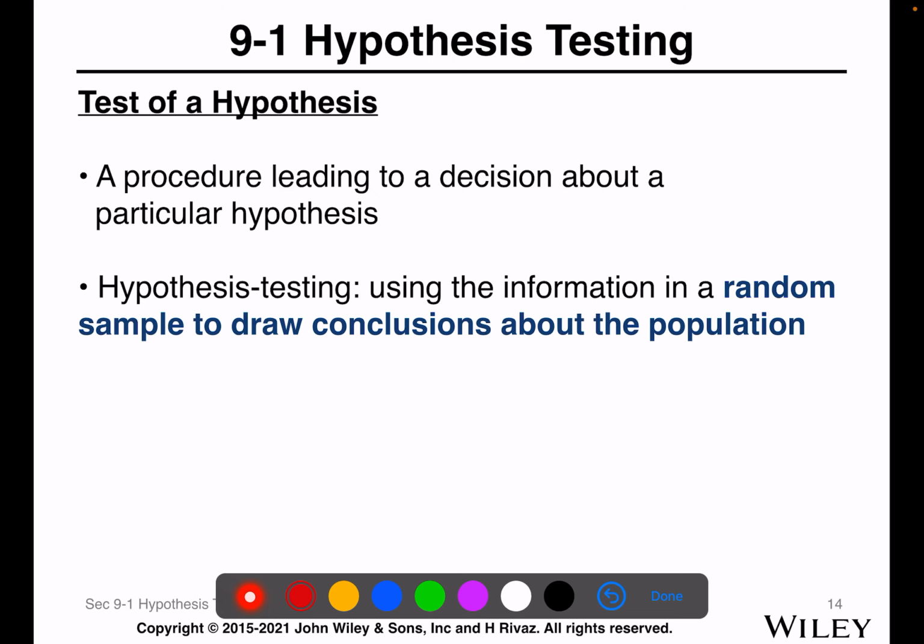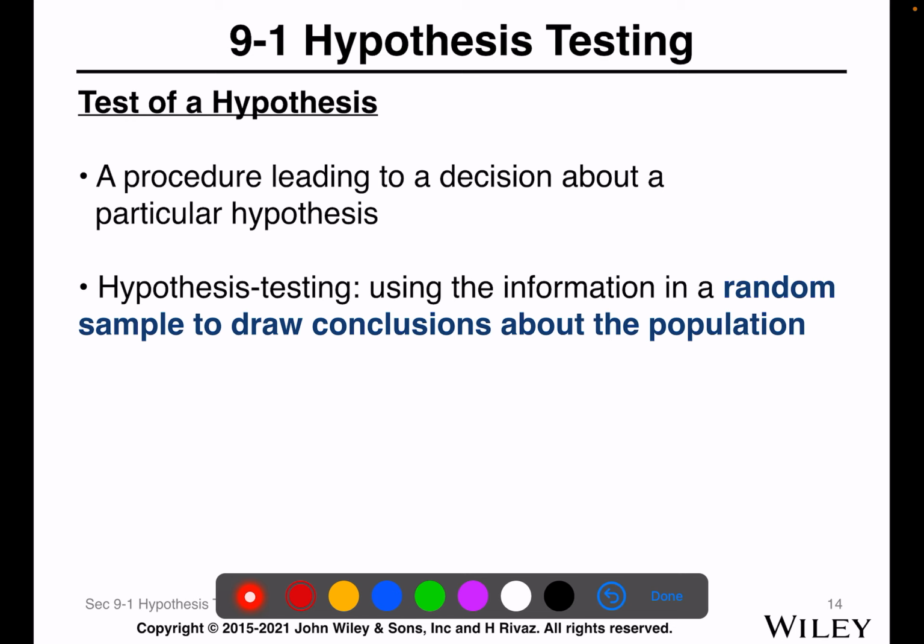Okay. So a test of a hypothesis is a procedure that leads to deciding whether the hypothesis is correct or not, right? So we will follow several steps to prove whether a hypothesis is correct, or we say that we don't know whether it's incorrect or not. Basically, we say that we fail to reject it, right?